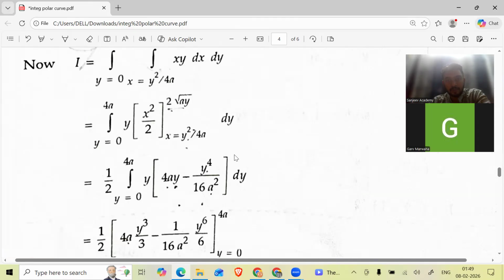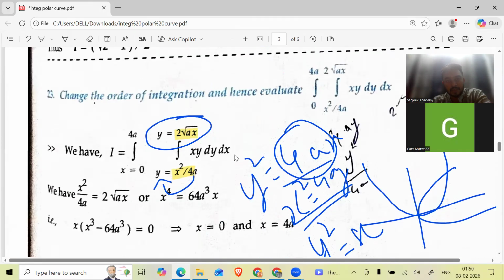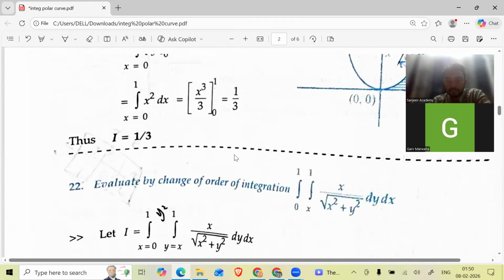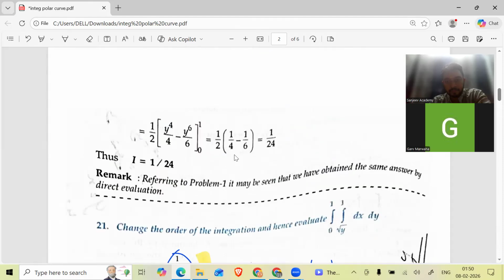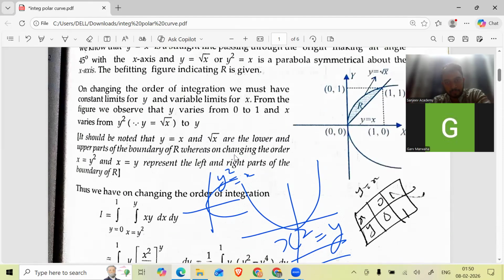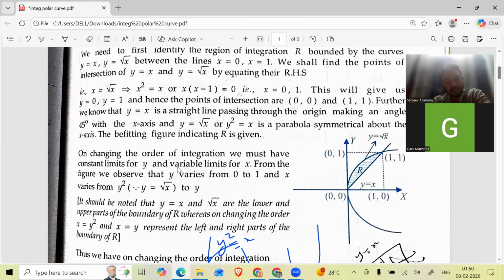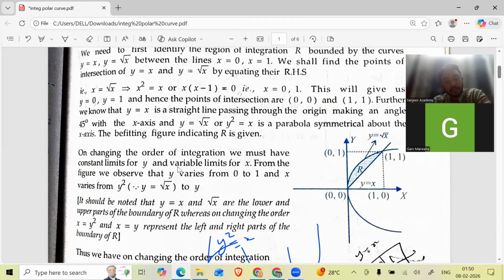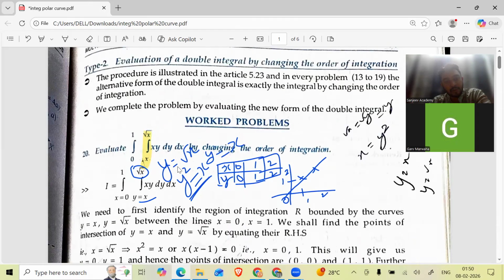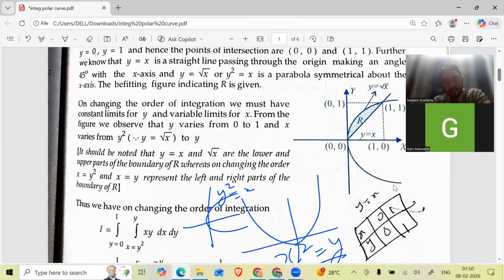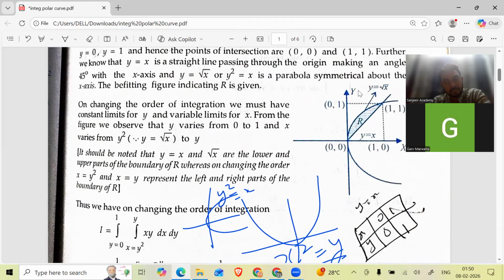So now I'll take one more question for you to understand. Let us take this question. x and root x is there, right? The first question which I told you. Correct. So how to do change of order of integration here? As I told you, first thing is you will draw a diagram. Correct, y is equal to x, and then y is equal to root x.